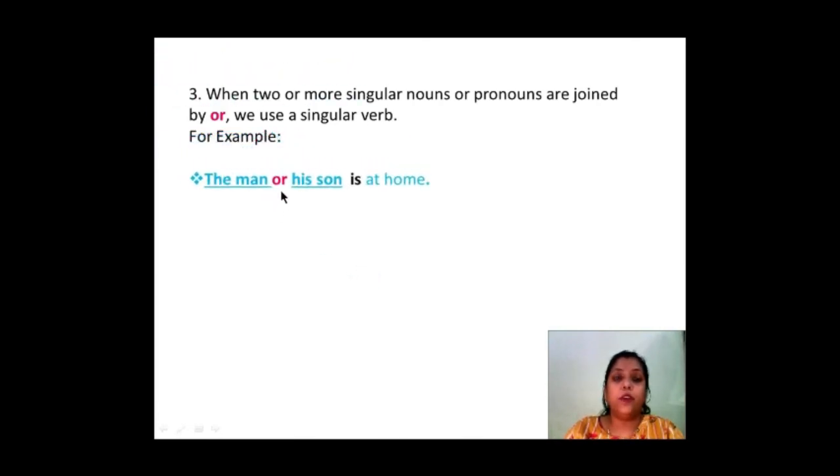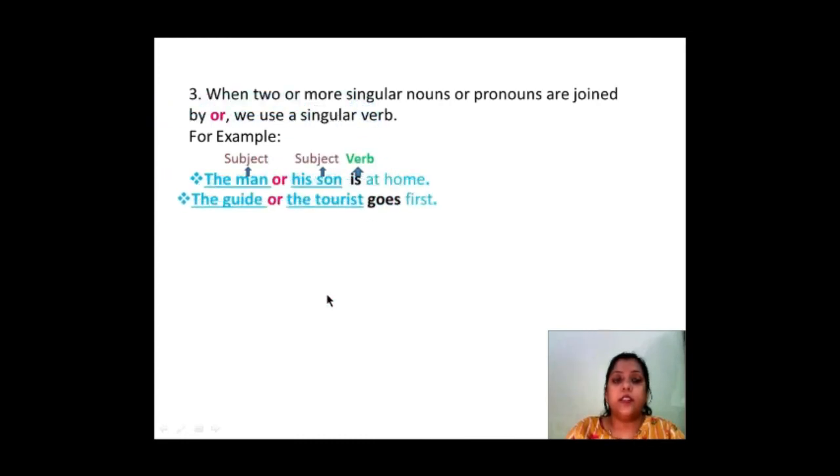the man or his son is at home. Again, here if you see, where is the subject? The man or his son. Though here we have two singular nouns, man and son, these two nouns are joined by the word or. When our two nouns are joined by or, the verb will be singular. That is why this sentence uses the verb is.